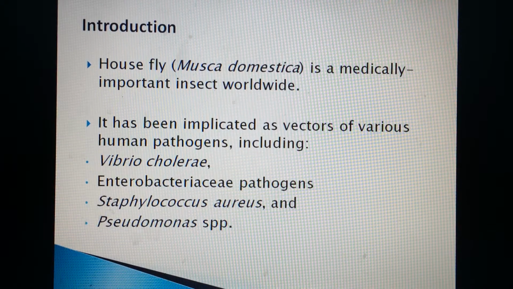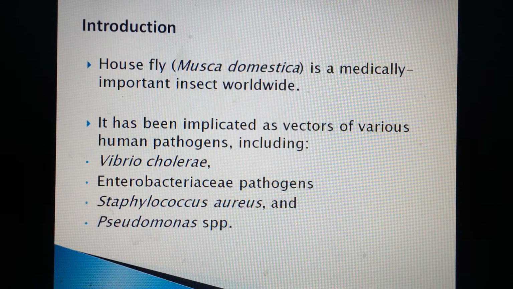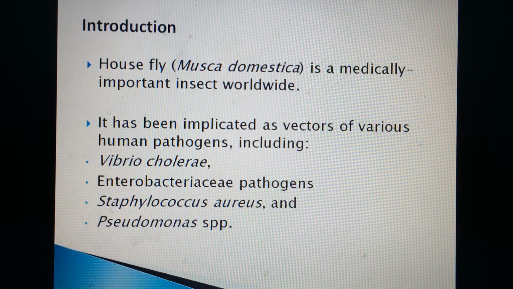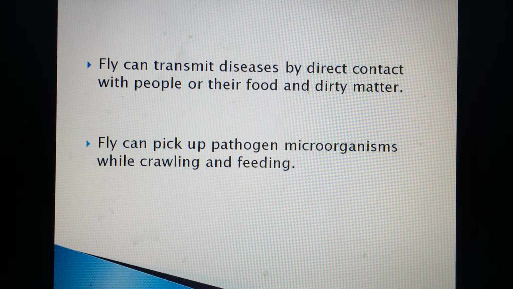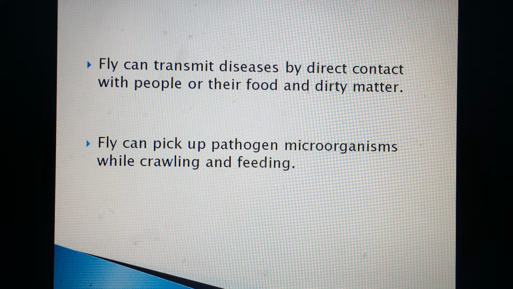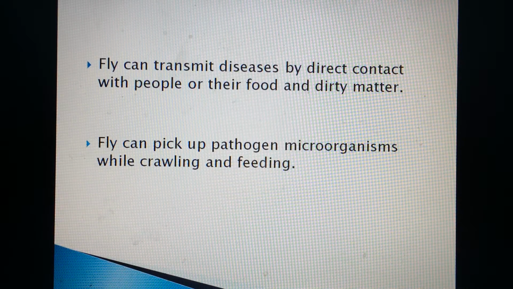Introduction. Housefly Musca domestica is a medically important insect worldwide. It has been implicated as vectors of various human pathogens, including Vibrio cholerae, Enterobacteriaceae pathogens, Staphylococcus aureus, and Pseudomonas species. Flies can transmit diseases by direct contact with people or their food and organic matter. Flies can pick up pathogenic microorganisms while crawling and feeding.